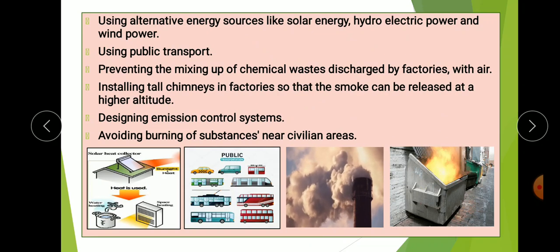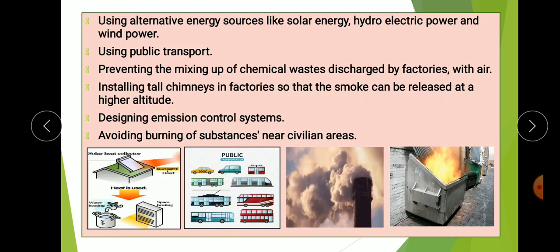Next, use alternative energy sources like solar energy, hydroelectric power and wind power. Why? These energies are clean and they do not release any harmful gases or smoke. Next, use public transport. Instead of everyone taking individual vehicles, use public transport or cycles to move from one place to another.